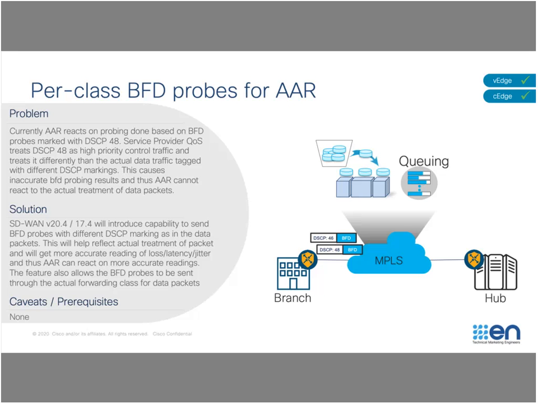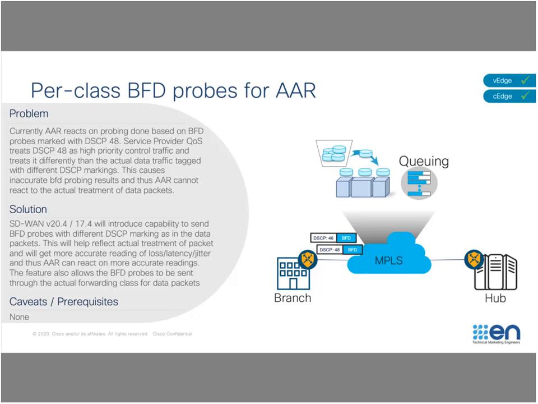So again, if you have a unified communications application-aware routing class, for instance, previously, if we're marking everything with DSCP 48, we're not going to get an accurate measurement of how UC traffic is performing across our SD-WAN fabric. It'll be close, but it won't be 100% accurate. Now with 20.4, you can actually create a dedicated BFD probing class for that SLA class that will mark BFD probes with DSCP 46. And therefore, we can actually measure end-to-end how DSCP 46 traffic is transiting your service provider.